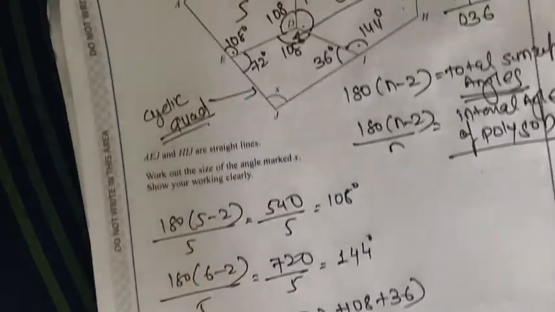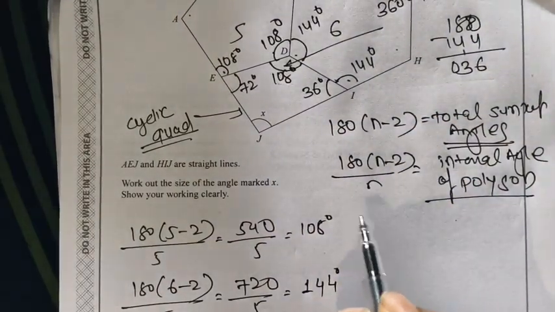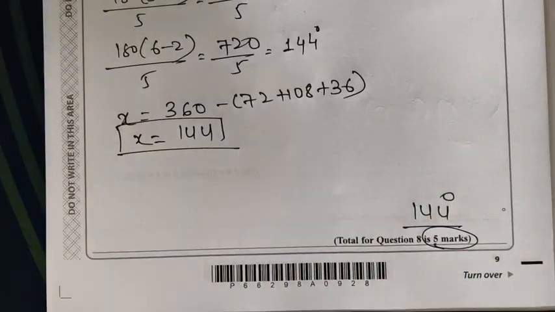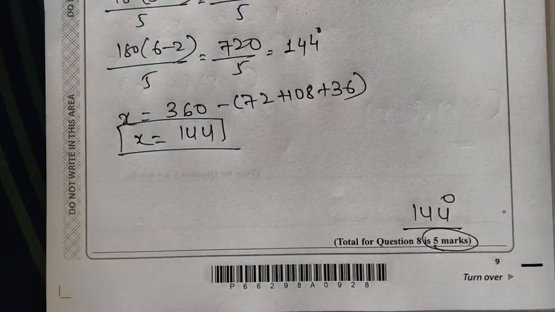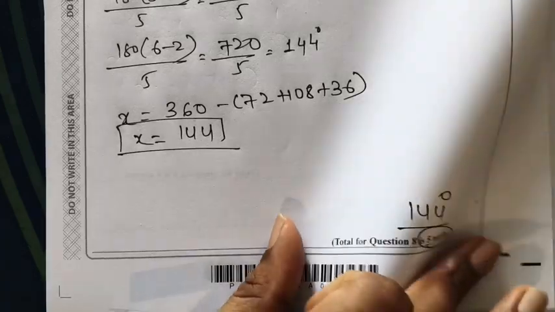Easy sum. The only thing you need to know here is the formula, which is 180 into n minus 2, upon n. That's it, correct? And you end up getting 5 marks for this. So even if you are not fully prepared for the exam, these kinds of questions will put you slightly ahead of the curve, correct?